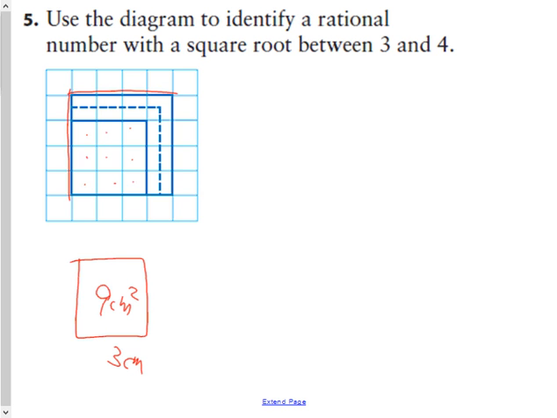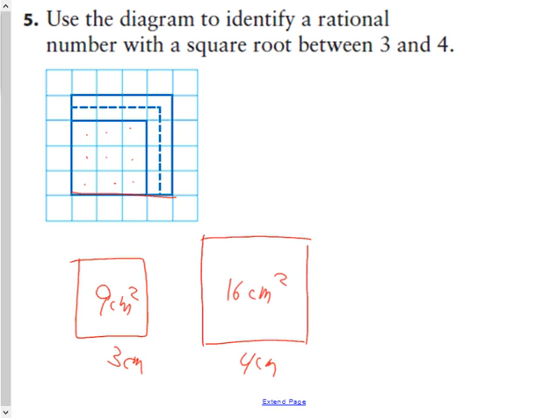If I bring this bigger one down, it is 4 by 4, so it's 4 centimeters here, with an area of 16 centimeters squared inside. And then, let's use green this time, I take my dotted line and bring this over here. This would be 3.5 centimeters long, because it's 3 plus an additional half. And its area would be right between 9 centimeters squared and 16.